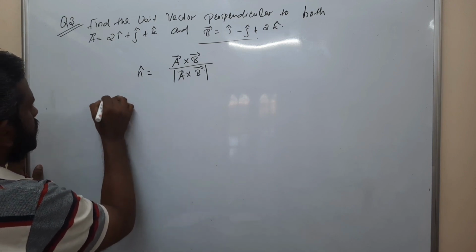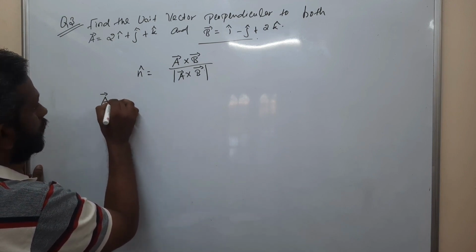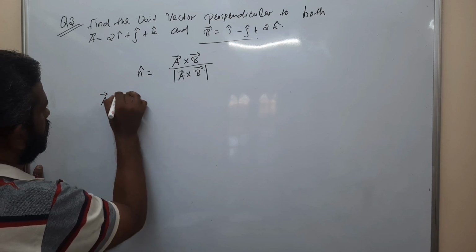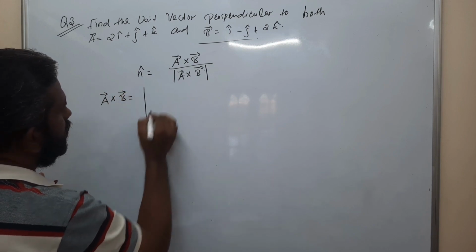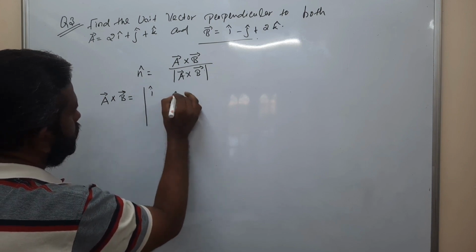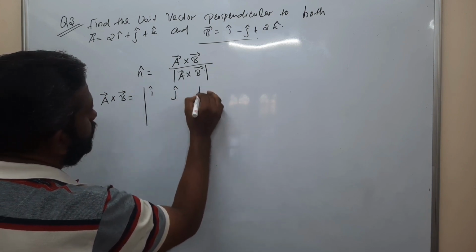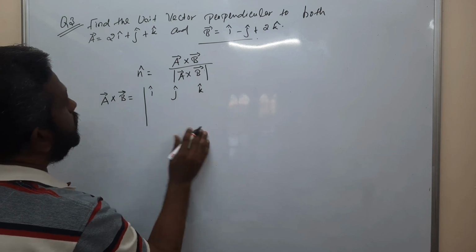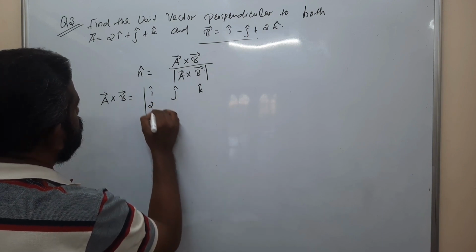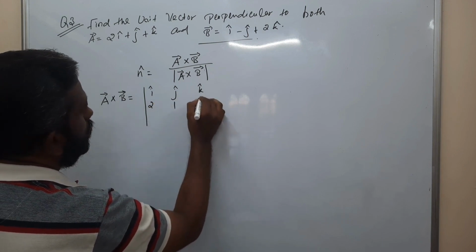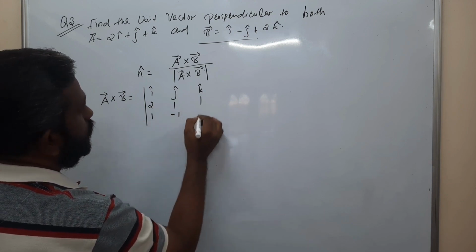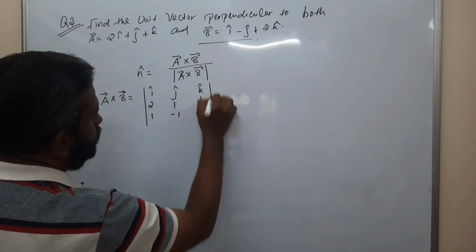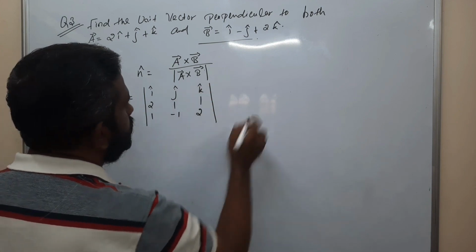First, a vector cross b vector is equal to the determinant of i cap, j cap, k cap. Okay, so 2, 1, 1, 1, minus 1, 2.